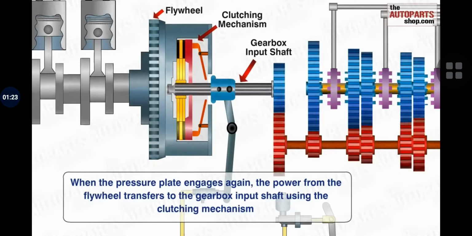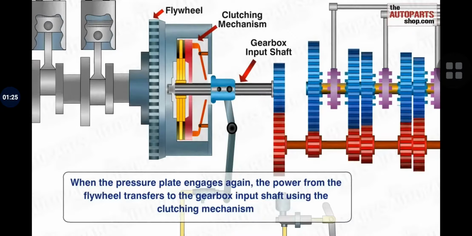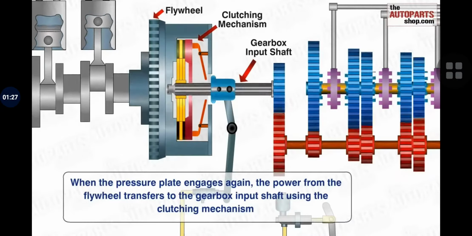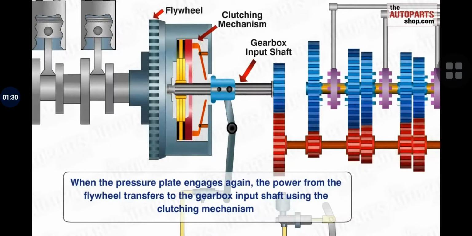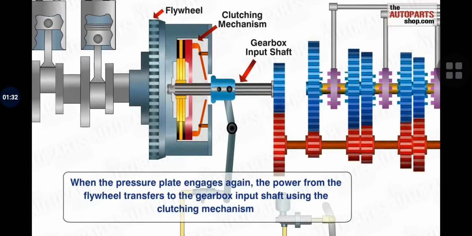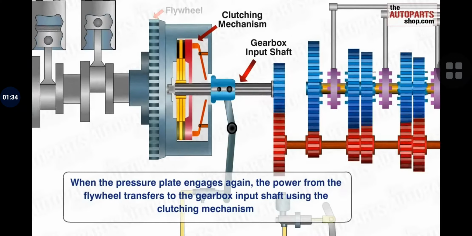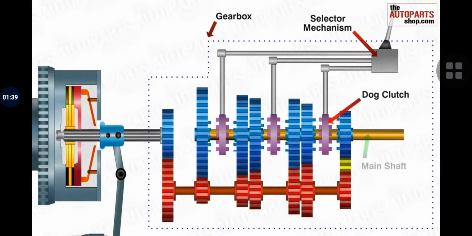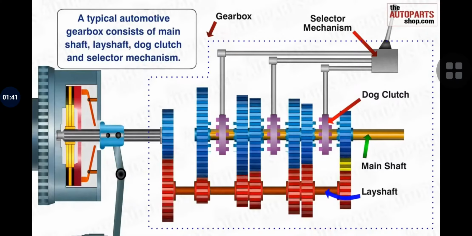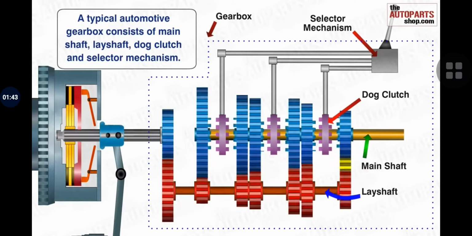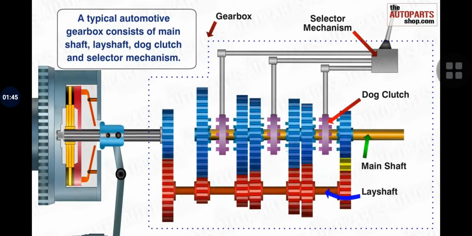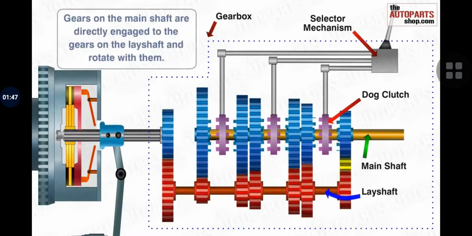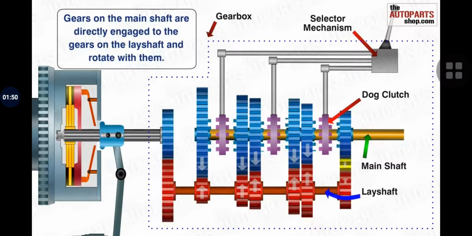In the clutch box there are many types available: single plate clutch, multi plate clutch, centrifugal clutch, semi centrifugal clutch, cone clutch. Many types are available. Here we are using the single plate clutch. In the gearbox system also many types are available. One is sliding mesh gearbox, another is constant mesh gearbox, planetary gearbox.